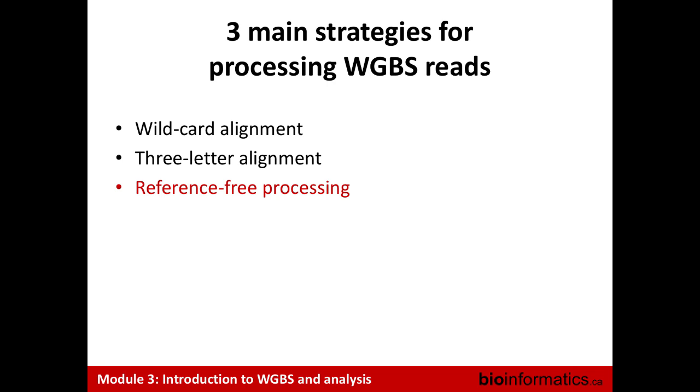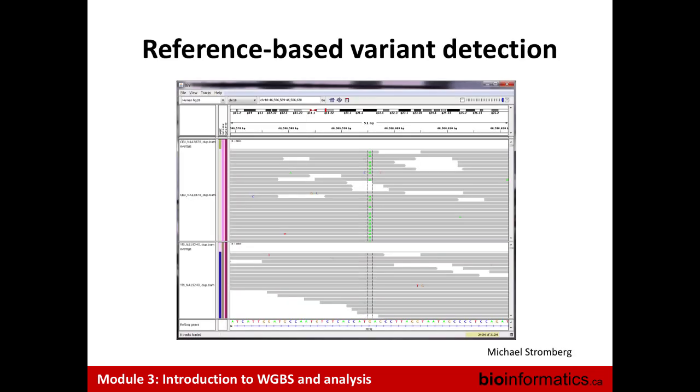So the last type of alignment strategy, or not alignment, but reference-free processing of these reads, tries to bypass the alignment. And this is more of an aside. It's not so common, but I thought it'd be interesting to talk about for a second. This idea of not using a reference comes from variant calling. So switch your brain to not methylation, but back to just regular DNA, regular variant calling.